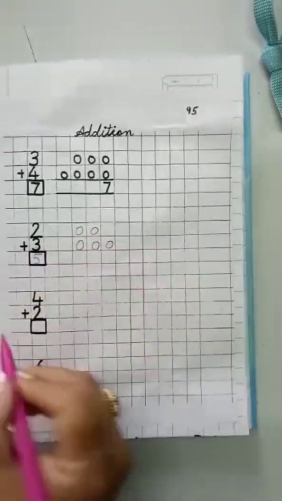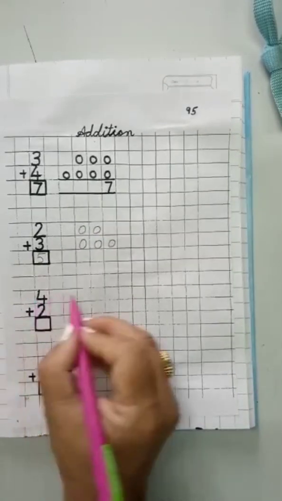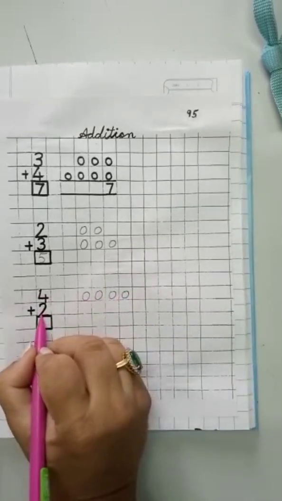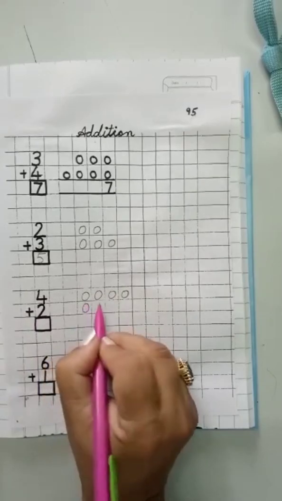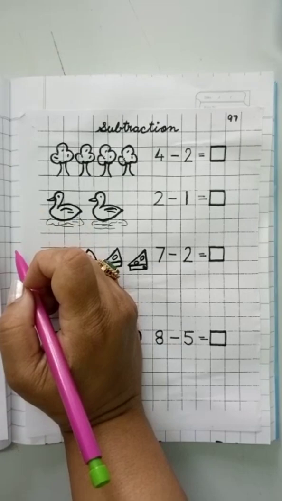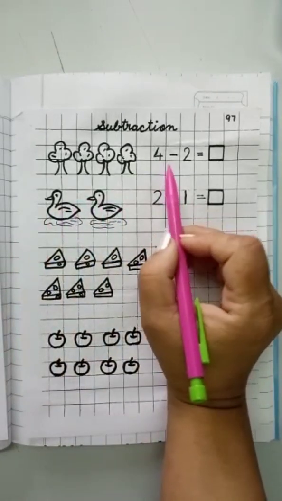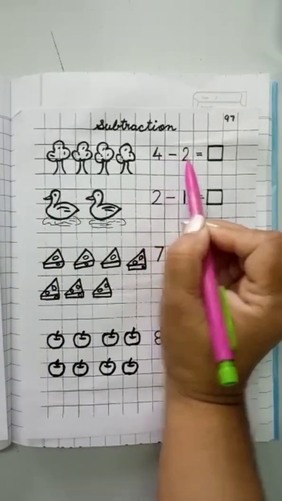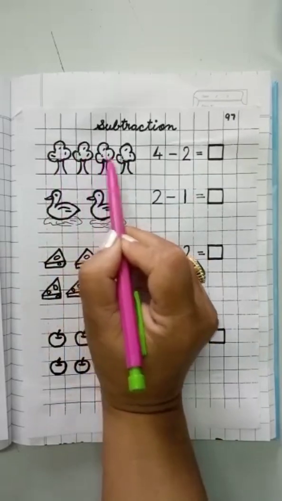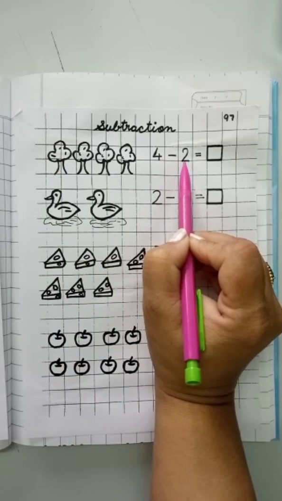We'll write 5 here. Again, for this question, this is 4. I'll make 4 circles. 1, 2, 3, 4. What number is this? This is 2. I'll make 2 circles. 1, 2. Minus. Okay. So what we have to do? We have to count and subtract. Let us count. What is the question here? 4 minus 2. So all together these are 4. Let us count. 1, 2, 3, 4.